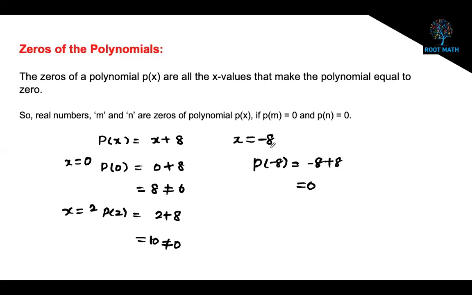So by replacing x by negative 8, the value of the polynomial is becoming 0. So negative 8 is known as the zero of the polynomial. Now we are going to discuss the different types of polynomials and their zeros.